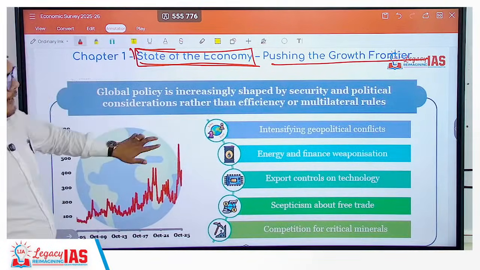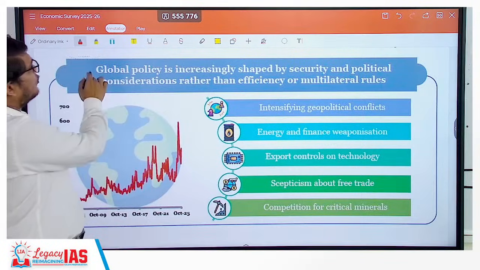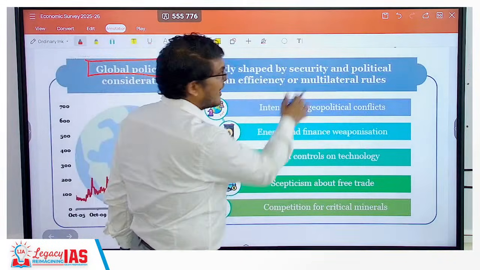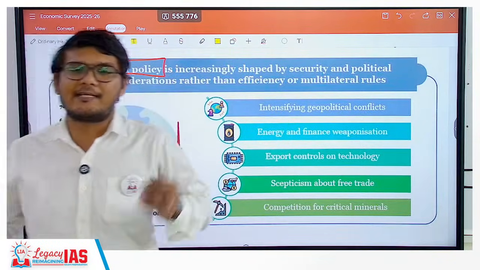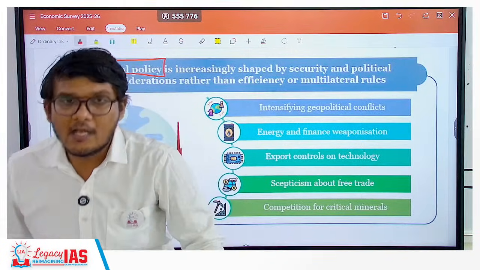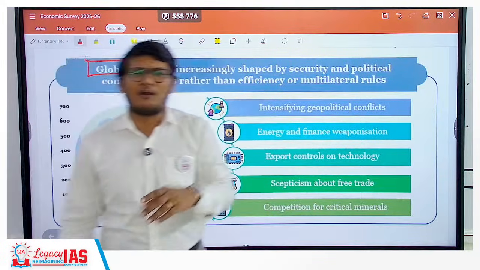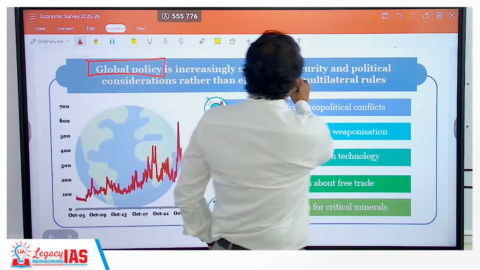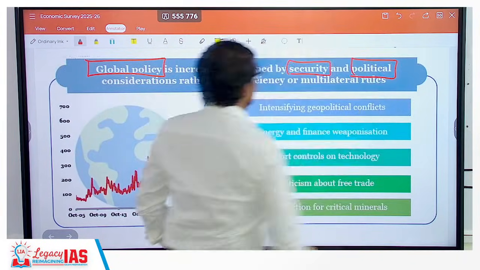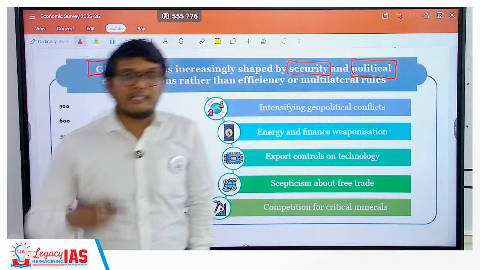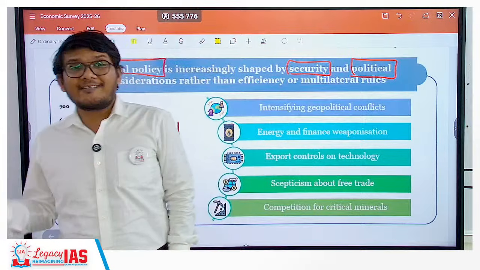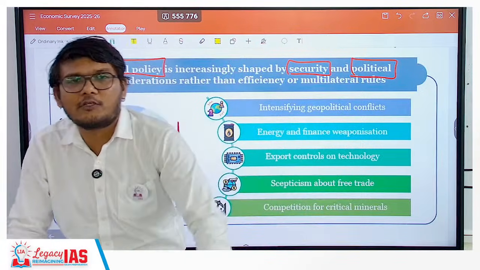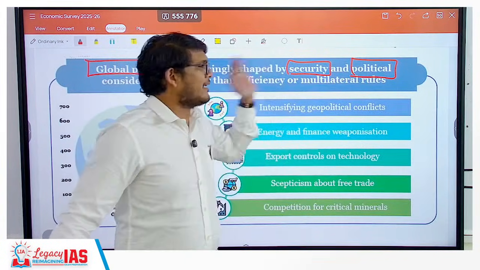So the very first infographic that is given here is with respect to the global policy. Now this global policy is increasingly being shaped by, global policy means what policy does an individual country have with other countries. Previously, those policies were determined by a lot of economic factors majorly, but now these policies are being shaped by security and geopolitical parameters. Parameters with respect to security, conflict, and what side you are on, which country you support, which country you don't support, which country you have animosity towards. All these factors are now deciding the global policy.